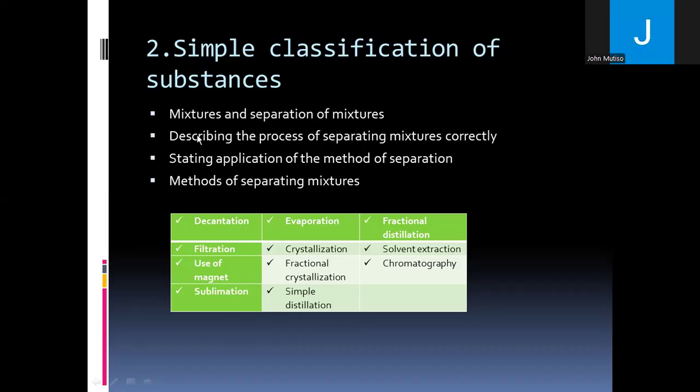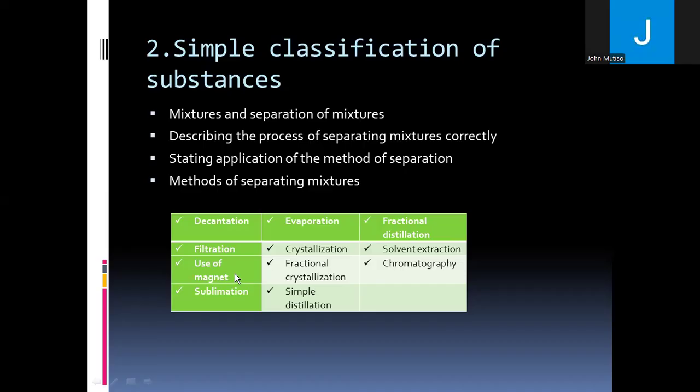A description is marked procedurally. So that means it is marked up to where it is correct. So once you are giving out the procedure, it must be correct. Then number 3, we have to know how to state the application of the method of separation. How do we state the application of the method of separation? Then the last one is the method of separating the mixtures.